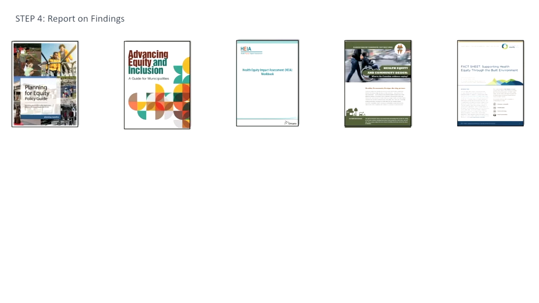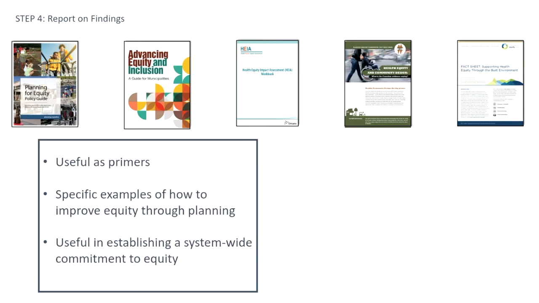And in general, they were pretty good, useful as primers, connecting equity and planning. And a couple of them provided specific examples of how to improve equity through planning, and therefore the recommendations were pretty implementable right away. And at least one of them was useful in establishing a system-wide commitment to equity, so maybe throughout the entire local government, not just planning.